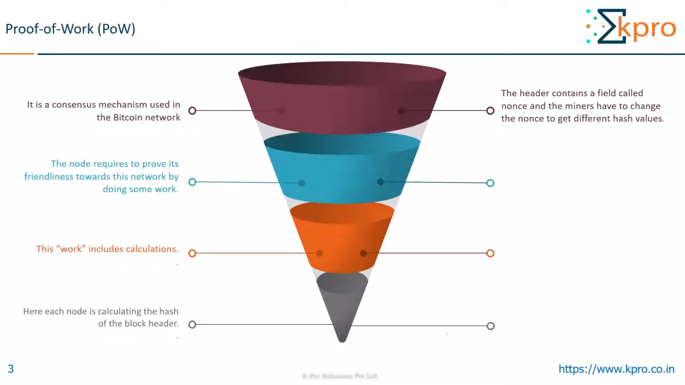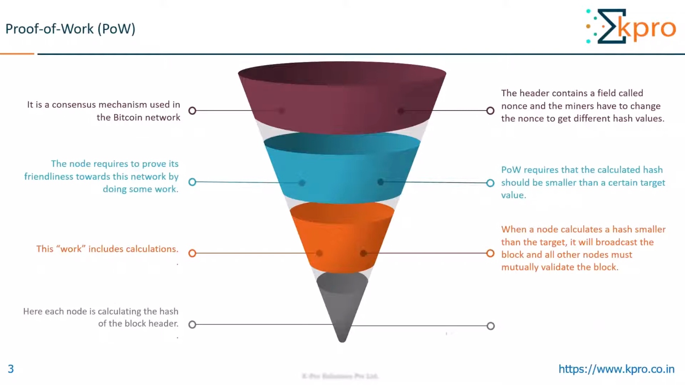In the first video of the blockchain series, I talked about the block header, which consisted of a field called nonce, which is used by the miners to find the required hash. This nonce is basically a random number, and these miners keep changing the value of the nonce in order to get the required hash for the block. This calculated hash should be smaller than the target hash set by the blockchain network.